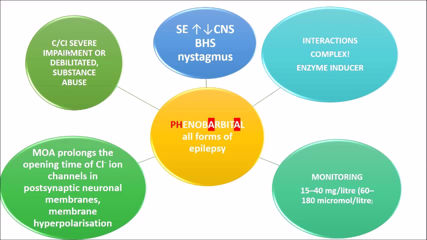And if you look at the cautions and the contraindications, it's basically cautioned in severe or debilitated patients. For example, in the elderly, in respiratory depression, in alcohol withdrawal, and so on. So basically, if someone has severe impairment or is debilitated or uses substances, then think again before using phenobarbital, as it could cause problems. As we said, it either excites or depresses the CNS.